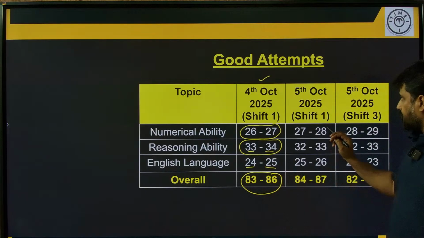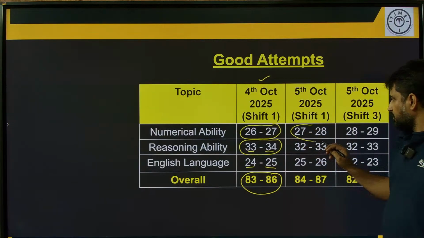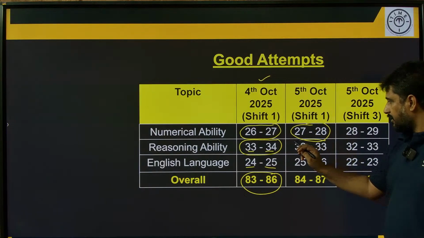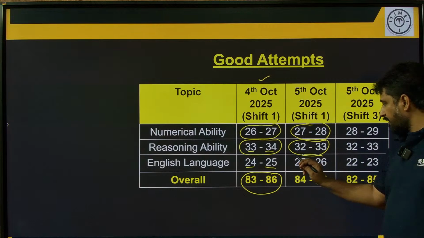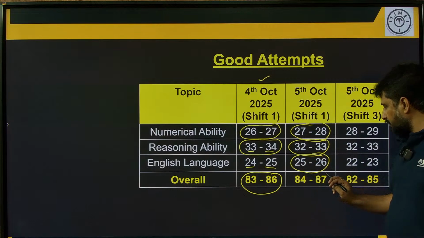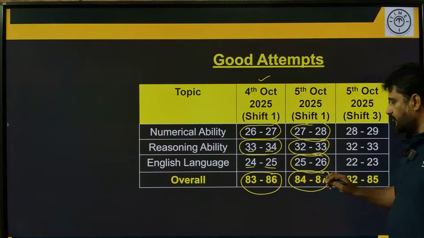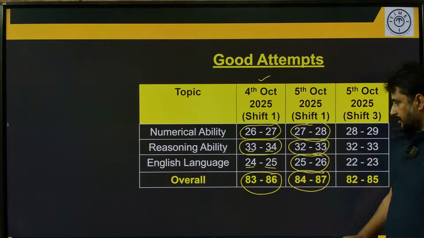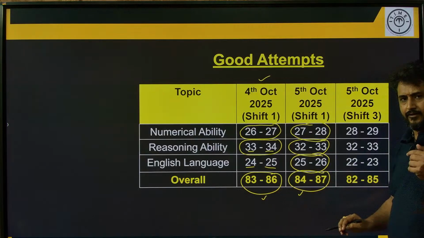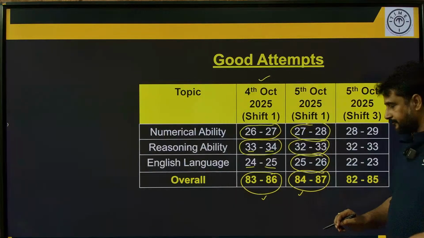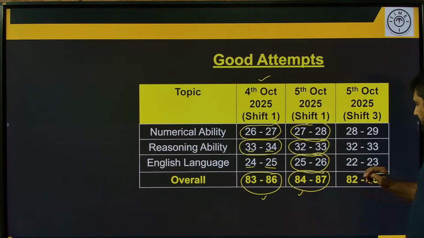5th October shift 2: numerical ability 27 to 28. Reasoning, again a higher score, 32 to 33. And English language 25 to 26. Overall 84 to 87. Comparing to the other slot, this was at a slightly lower level. That's why attempts are more.